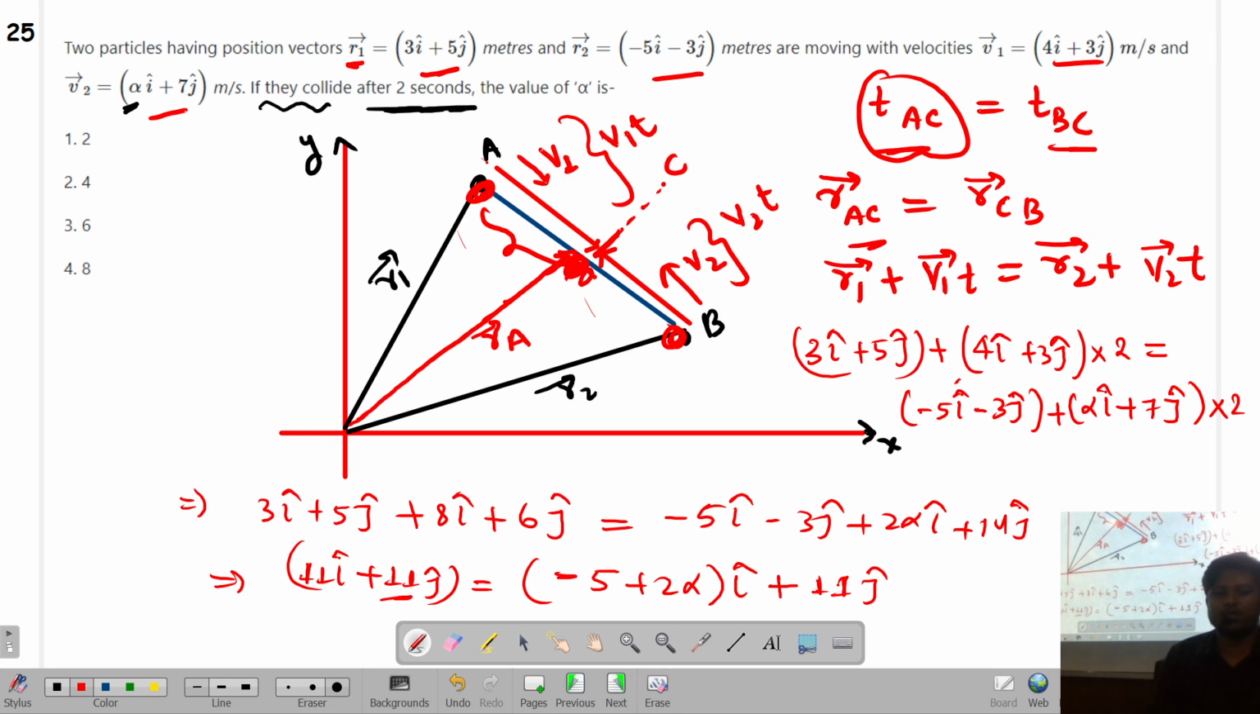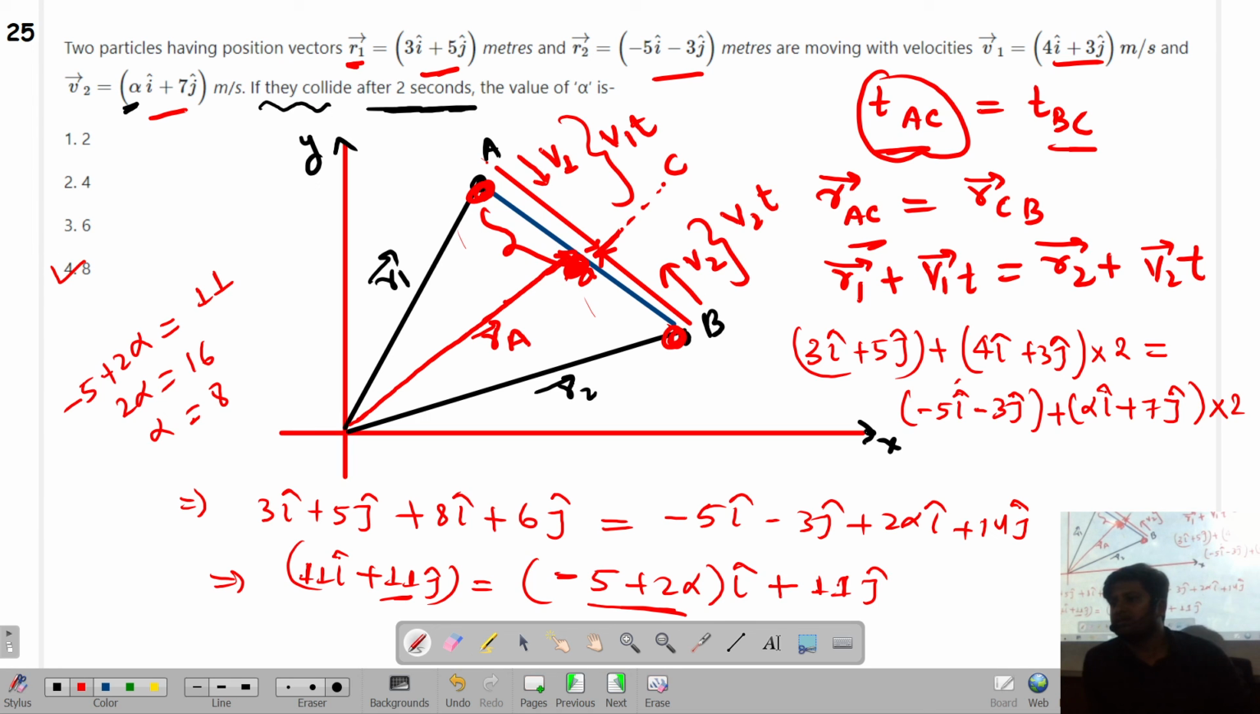So now look over here, if you see the coefficient of j, they are similar or not? So therefore the coefficient of i will also be similar. I can write minus 5 plus 2 alpha, that can be written as what? 11. So 2 alpha is what? 5 plus 11 is 16. Alpha is going to be how much? 8. So what is the value of alpha? 8. Got it or not? Yes or no? Okay. Are you getting me or not?